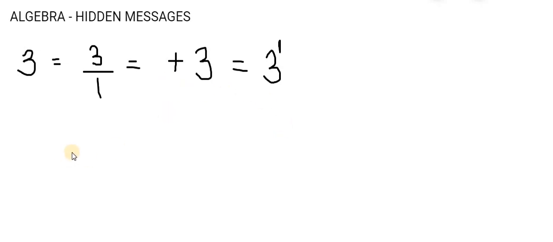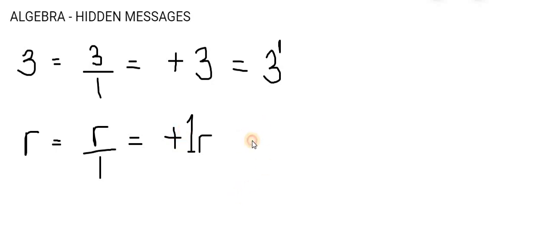For letters, if I have a letter R, okay, it's assumed that you know they can be R over 1, and you also know that R, there's a plus 1 in front of it, and it's also assumed that you know that it's R to the power of 1. Okay?